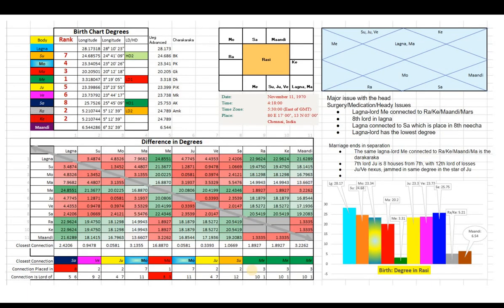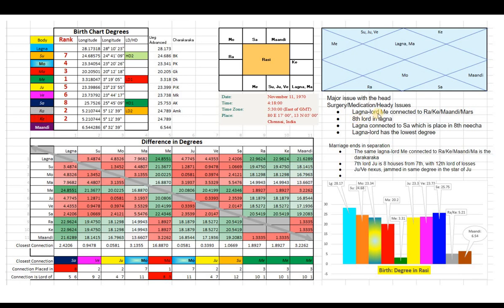Now this is another chart. A person born November 11th, 1970 at 4:18 in Chennai. If you see this chart, the Lagna rising is that of Virgo, and the Mars, the 8th Lord, is sitting there. And the tables are there. If you see immediately the graph, you see Mercury to be the lowest in degree. And this person had major issues with his head. He was diagnosed with a lot of mental problems. He had surgery, he had a lot of medications to the head. The issues have been continuing, his medications have been continuing.